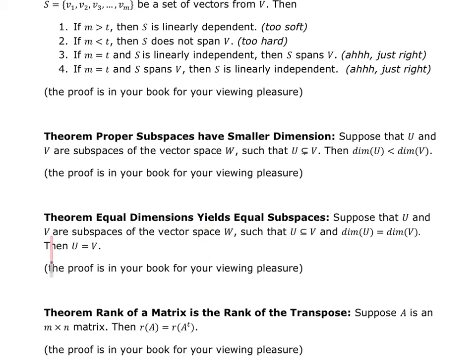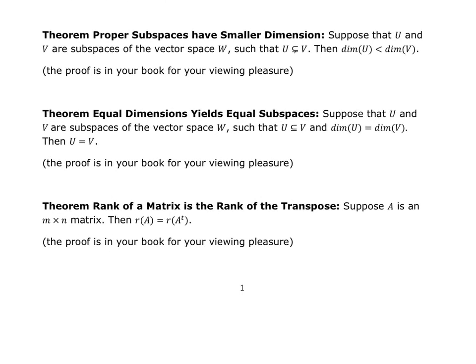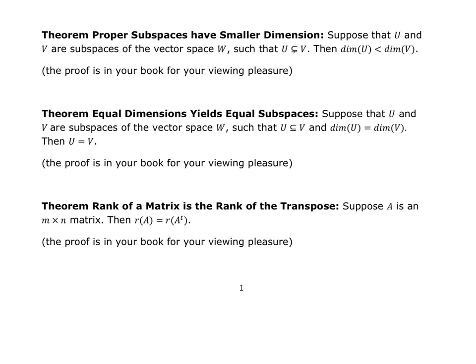Let's take a look at the next theorem. Now suppose U and V are subspaces of the vector space, and we have the potential for equality. That means if their dimensions are equal, then they must be the same set. So what that means is they have the same number of basis vectors. Then if we know that they have the same number of basis vectors, they're actually the same set.